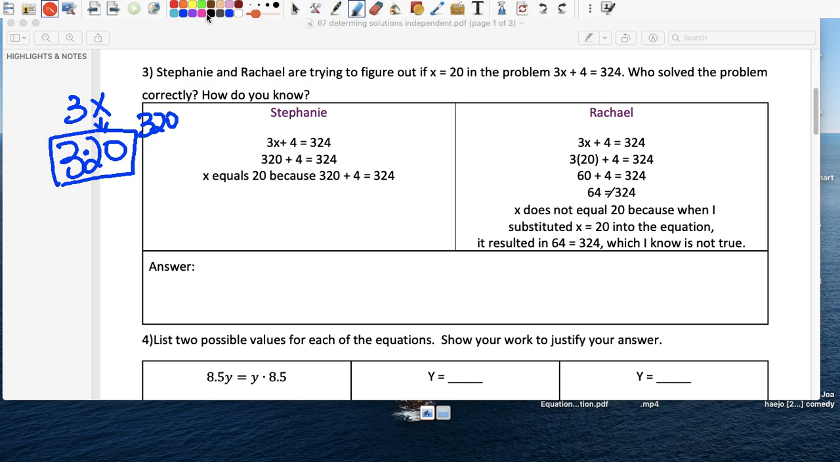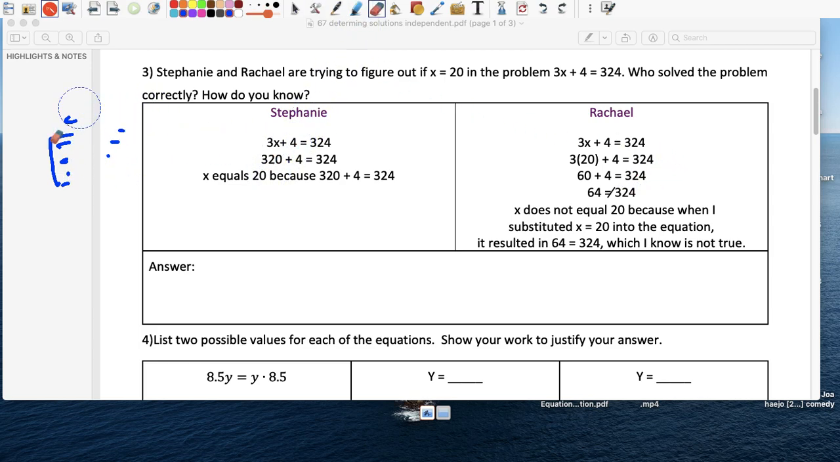So this, Stephanie, aquí está malo. Let me see if I can highlight this. All right, so aquí, here's a mistake. All right, so this, Stephanie, is wrong. Now Rachel, look what she did. Look how pretty that is. 3 por 20 plus 4, 3 times 20 plus 4. And then 3 times 20 is 60, right? 60 plus 4 is 64. And 64 no es igual a 324 del otro lado.